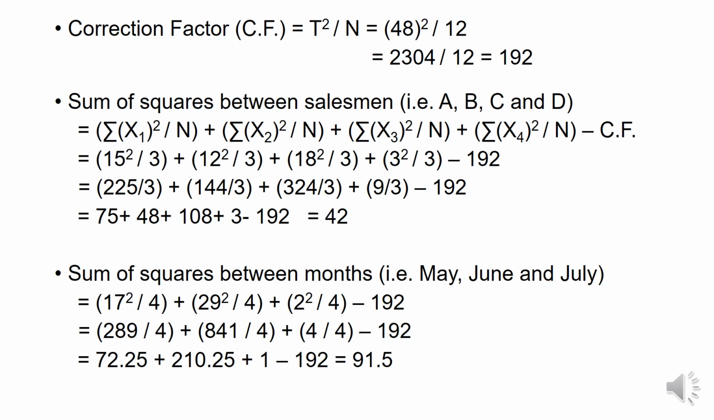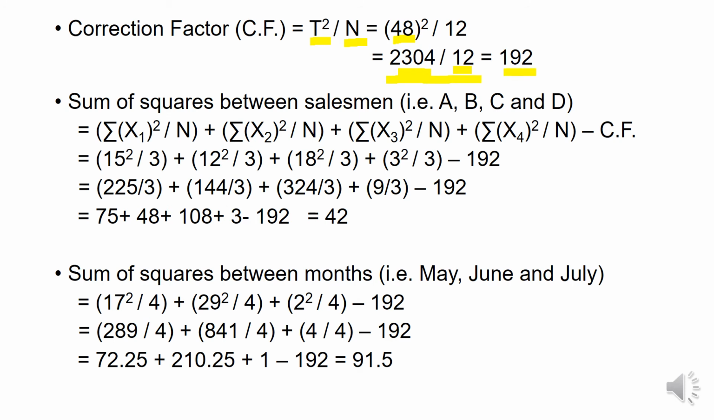Now we will calculate the correction factor. The correction factor can be calculated by dividing the t-square value by the number of observations. The total value in this case, the t value in this case is 48, which we just calculated. The square of 48 is 2304. When 2304 is divided by the number of observations in the given numerical, that is equivalent to 12 in this case. So 2304 divided by 12 is equivalent to 192.